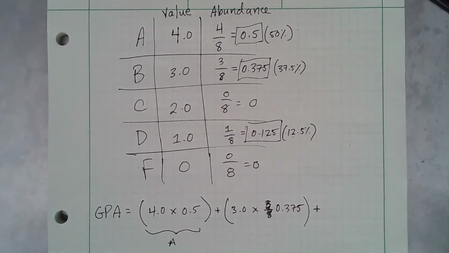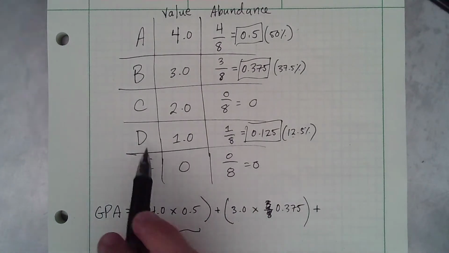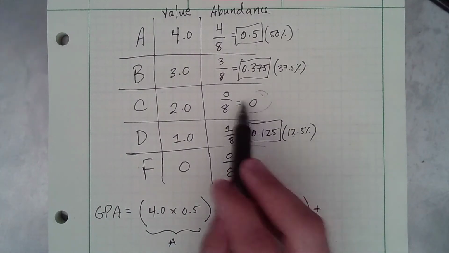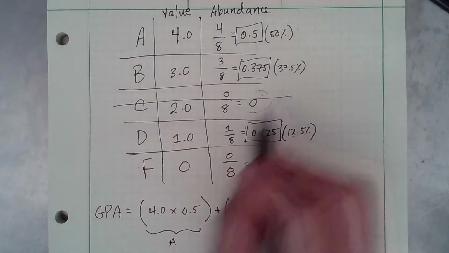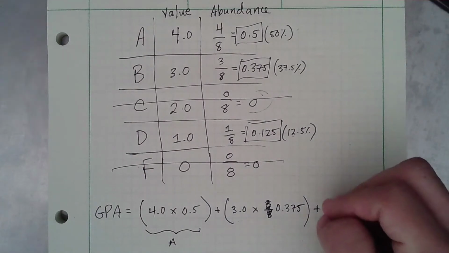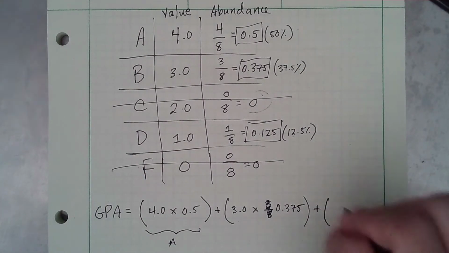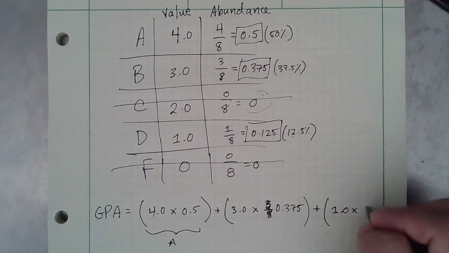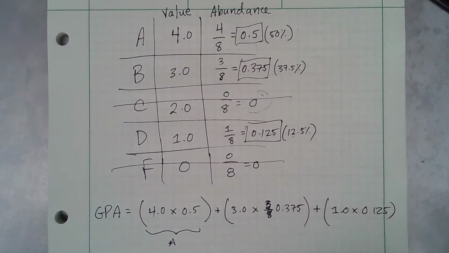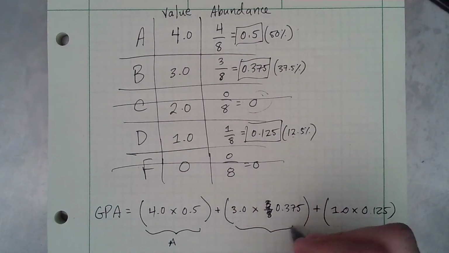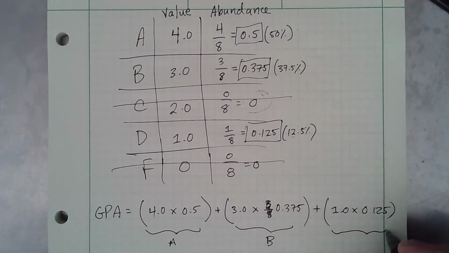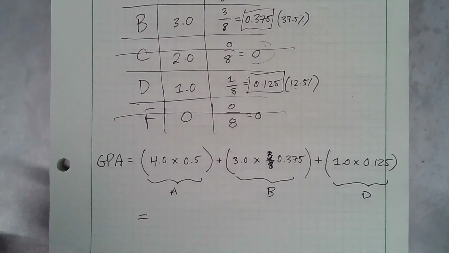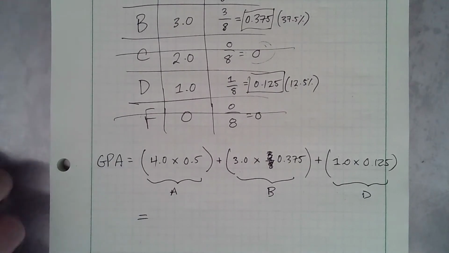And we're going to add that to, okay, the only other one we have to worry about is the D's, because this value here is 0. If you multiply something by 0, the whole thing goes to 0. So like the C's and the F's, we don't actually have to worry about that. So the only other part that we have to worry about is the D's, and that's going to be 1.0 times 0.125. Okay, so this once again is for the B's, and then this is for the D's. Let me scoop this up a little bit more. Okay, let's find out what our final answer is.